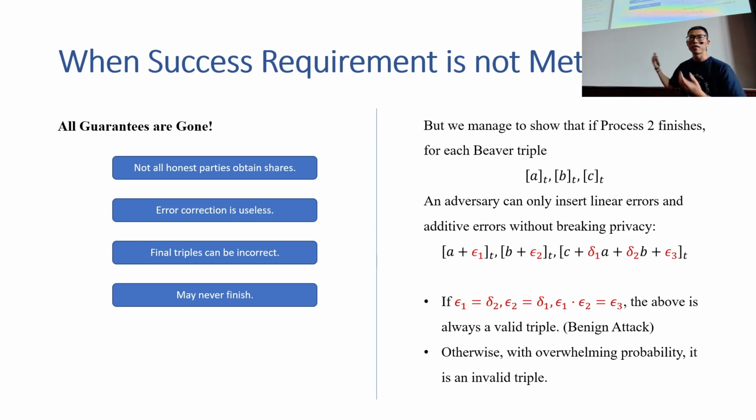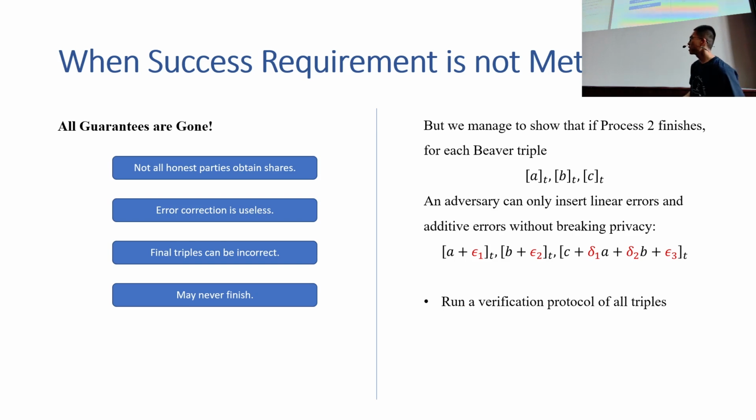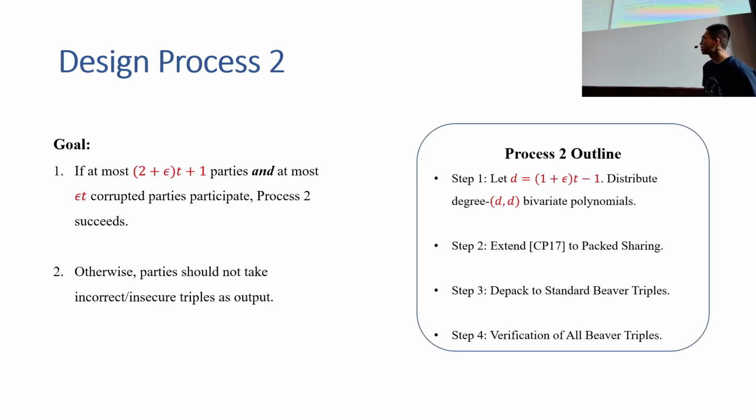On the other hand, if this relation is not satisfied, then when we randomly sample A, B, and C, with very high probability this will not be a correct triple. So the only thing we need to do here is just to check whether all the parties have obtained correct triples or not. So we will do some verification protocol for all the triples. Okay, so this will be the final process. For the second process, we just add a final verification protocol.